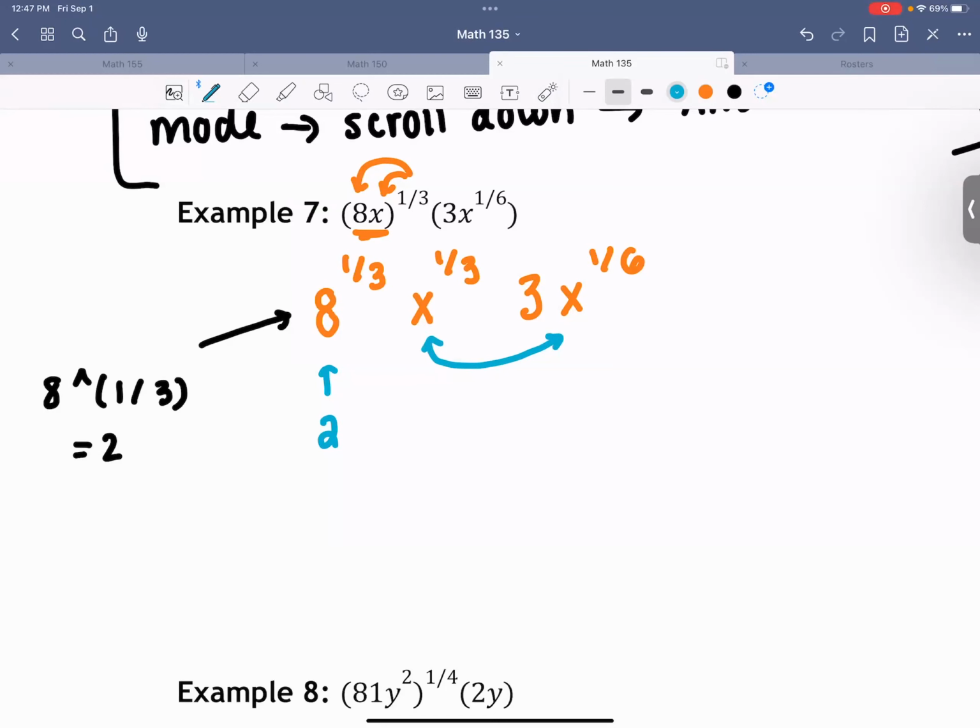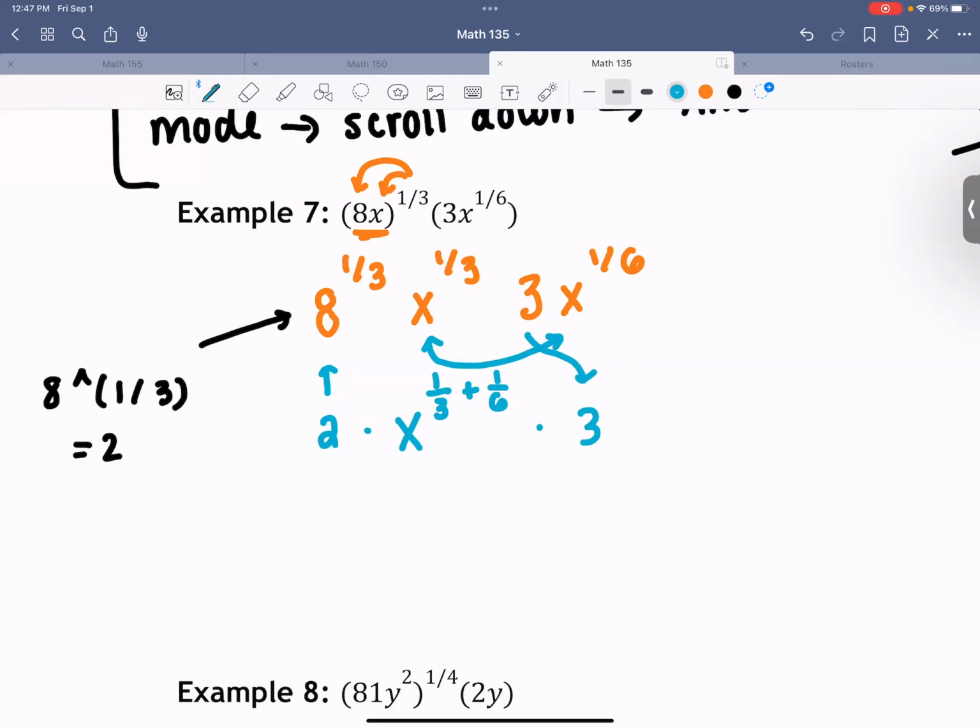Do we add them, multiply them? Add them, right? If they have the same base, different exponents, and they're being multiplied together, we're actually going to take those and add them together. So this becomes 1/3 plus 1/6. Okay, we'll figure that out. And then I can't forget about the 3, right? I also have to remember the 3. Okay. Everyone see what I did so far?